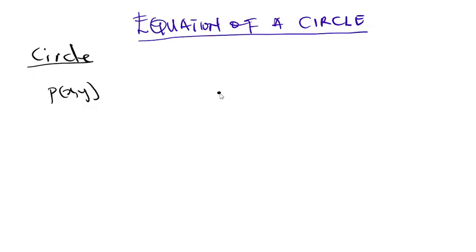So let's say we have a fixed point here. Each point on this curved line has the same distance from the fixed point. So when I move from this fixed point to this point, it is the same as from the fixed point to the other point here.